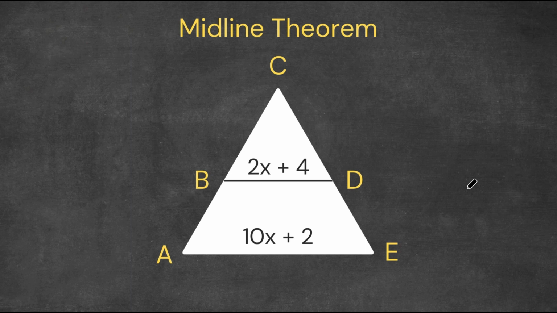In today's video, I'm going to be teaching you guys how to use the midline theorem in geometry. So as you can see, we have a line segment here, and the length of this is 2x plus 4. The length of BD is 2x plus 4. And we also have the length of AE, which is 10x plus 2. And what we want to do is find out the value of x as well as the actual length of these two line segments. So how would we know that?